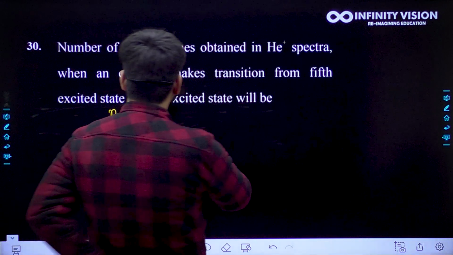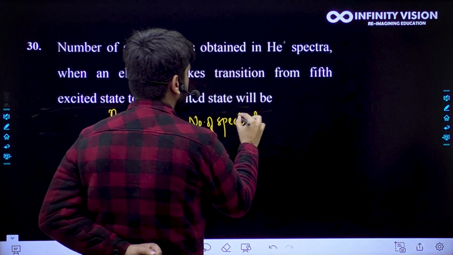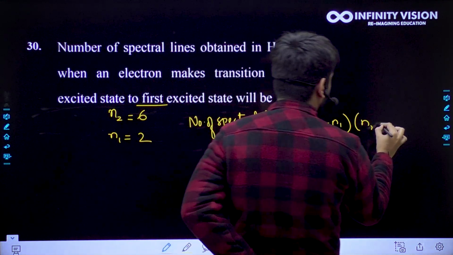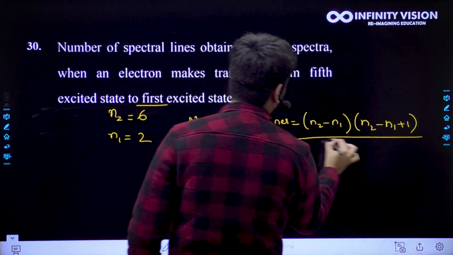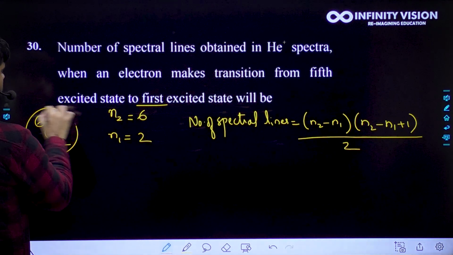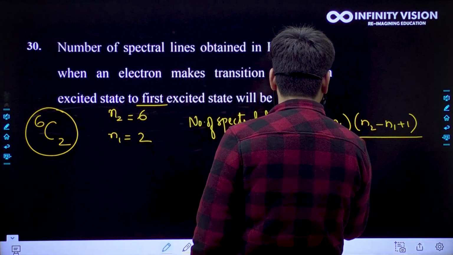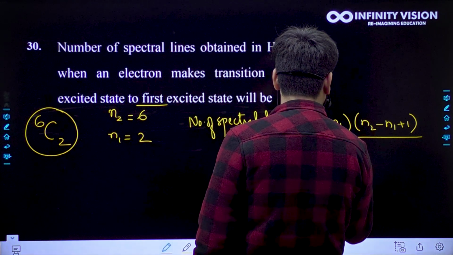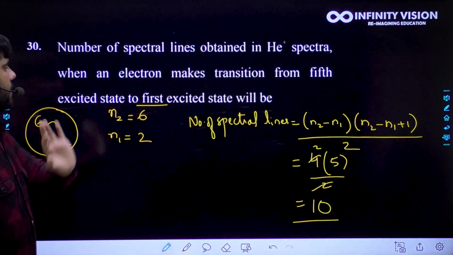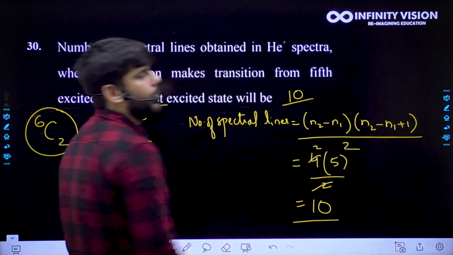Now there's a formula for the number of spectral lines. We can simply use that formula: n2 minus n1, into n2 minus n1 plus 1, upon 2. Or you can see this is nothing but 5C2 only. Permutation and combination we are familiar with. So this is 4 into 5 upon 2, and this gives us 10. So 10 is the answer. The number of spectral lines obtained in this spectra is 10.